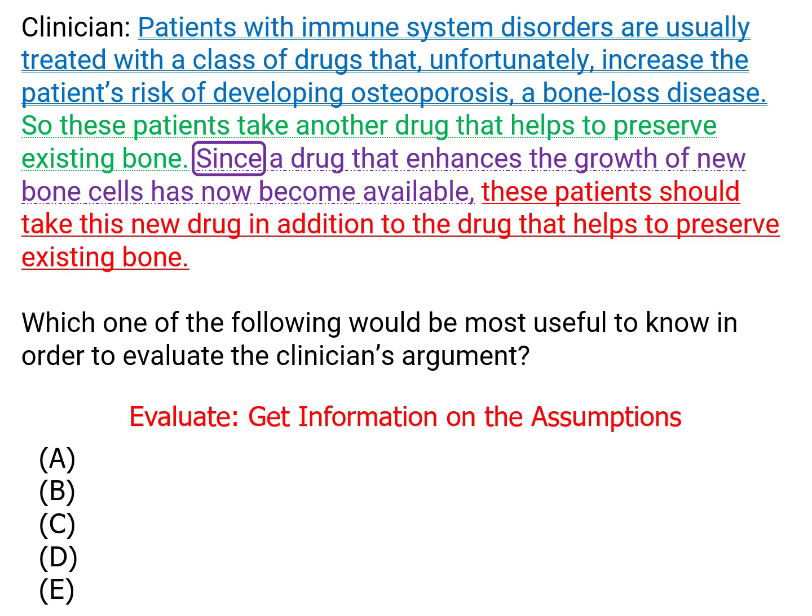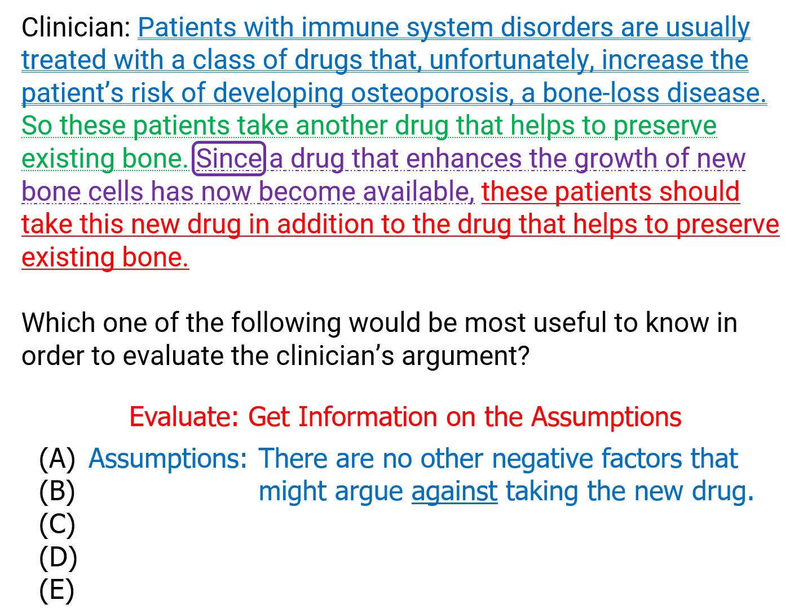That's our argument. This argument is a version of a net benefit argument. On the basis of one advantage, taking the extra drug is a good idea overall, which means that the argument assumes that there's no other negative factors they haven't brought up that might argue the other way, that might argue against taking the new drug with the old drug.